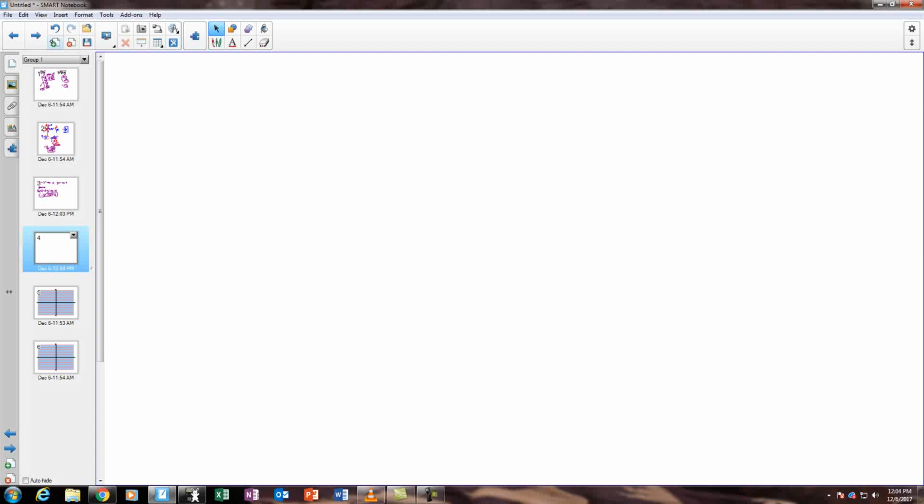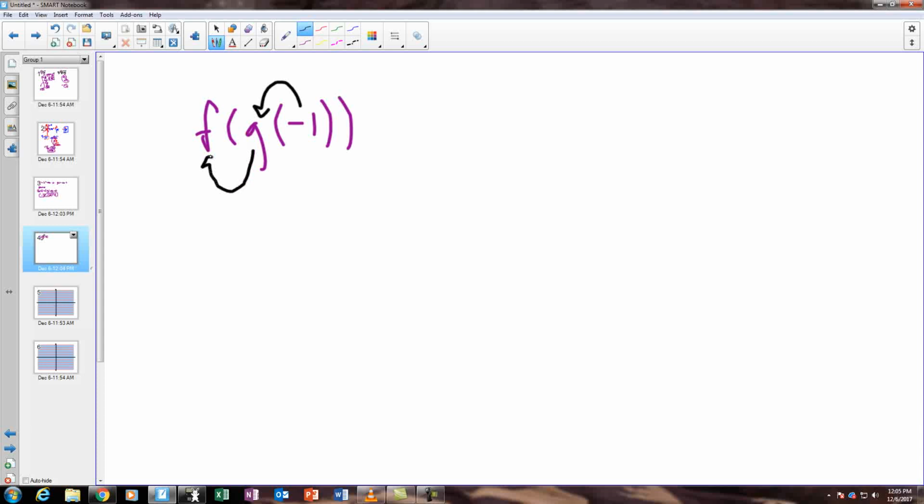And then the second part, number 6, keep using those same equations. It says f of g of negative 1. The idea behind f of g of negative 1 is that we're going to take the negative 1 and plug it into function g, and then we're going to take the answer from g and plug it into f. This is a double substitution or a layered composition.